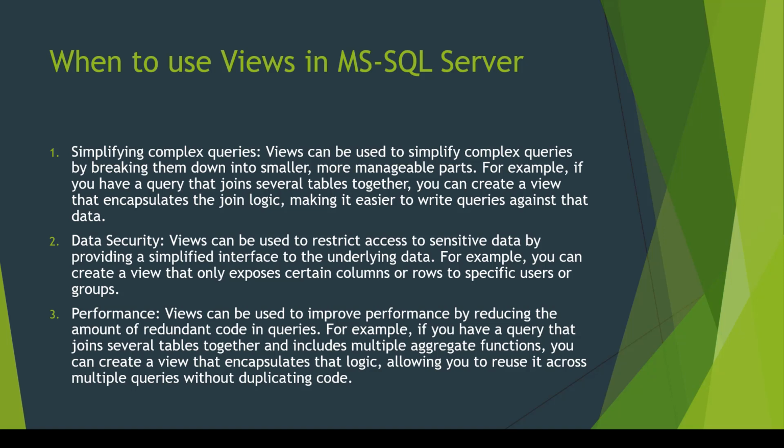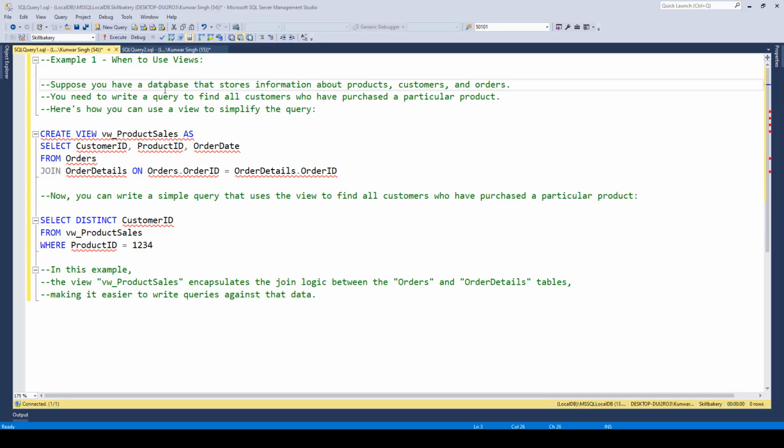Now let's go ahead and explore some examples of the same. Suppose you have a database that stores information about products, customers, and orders. You need to write a query to find all customers who have purchased a particular product. Here's how you can use a view to simplify the query.